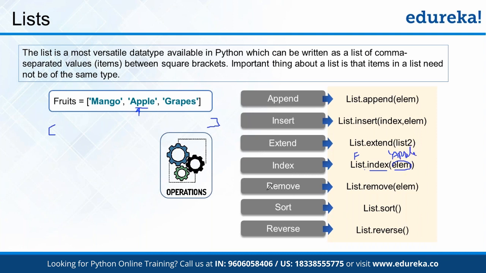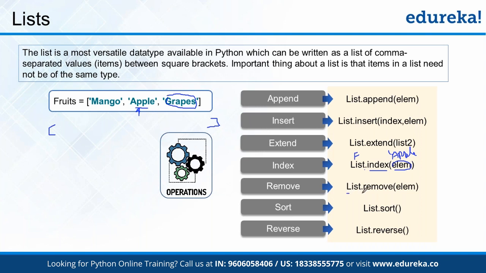Okay. Then we have a remove function, right? So what does the remove function do, basically? The remove function will remove a particular element, right? So if I want to delete, let's say, grapes, let's say in my fruit shop the grapes got finished, and now I want to remove it from the list of my available fruits.